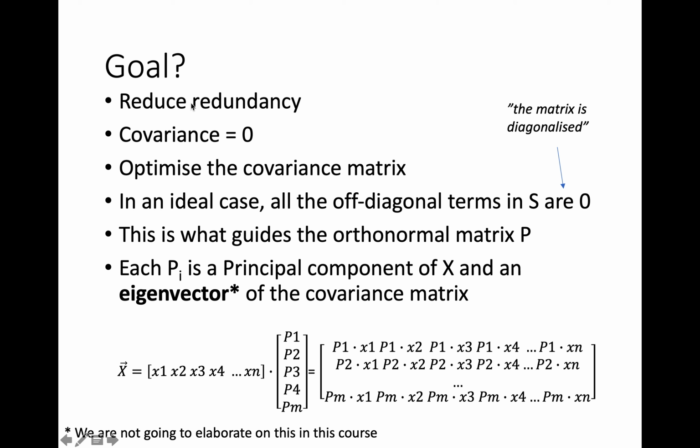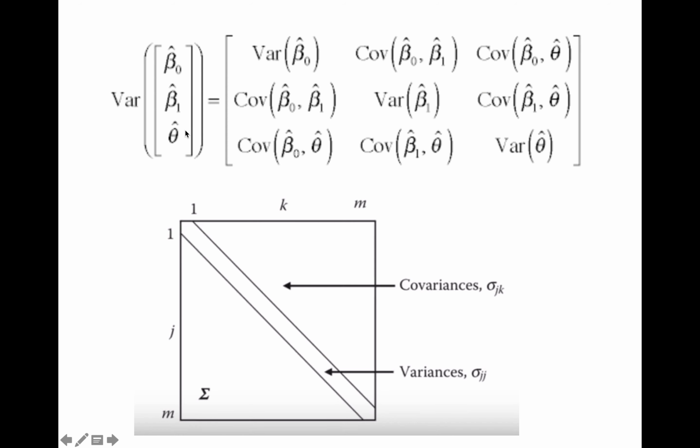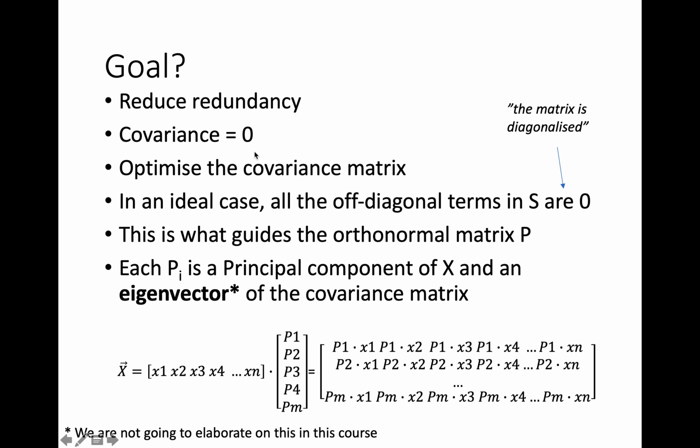So what do I want to do if I want to optimize the cameras I'm using? Really what I'm trying to do is reduce this redundancy. I want to bring my covariances to 0. I really want each camera to tell me its own unique story. So what I do is optimize the covariance matrix. And how do I do that?